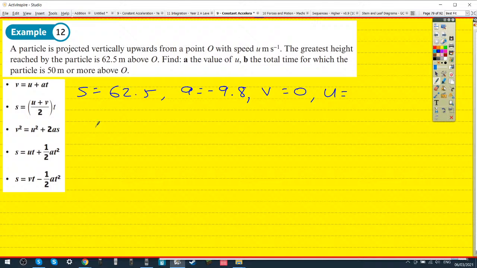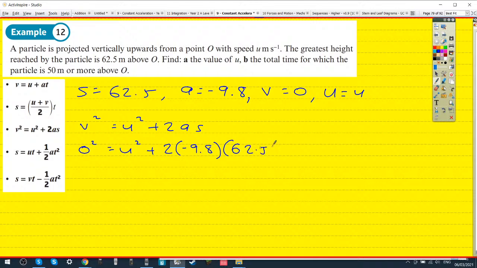So could we use V squared equals U squared plus 2AS? Yep. 0 squared equals U squared plus 2 times minus 9.8 times 62.5. Work it out.